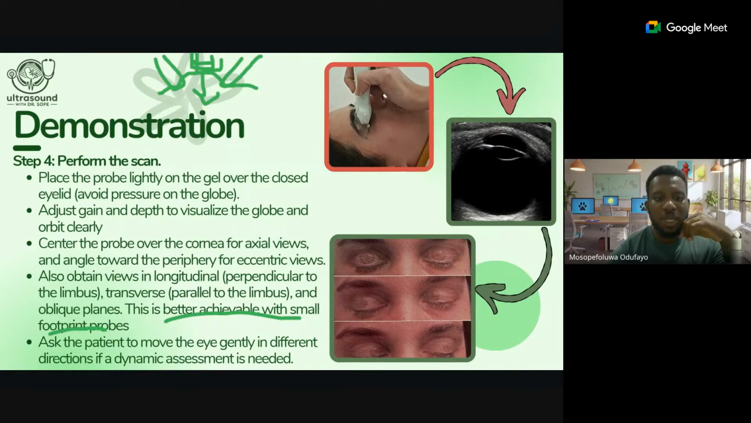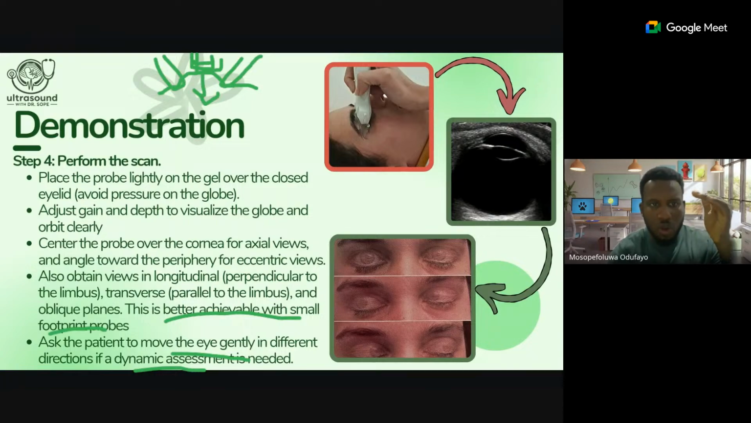Then, when you are trying to do dynamic assessment, what you're asked to do is to move the eye gently in different directions. That will be if you are trying to check the peripheries, or the sides of the eye. So you can tell the patient to move just the eye this way: towards the medial aspect to see lateral aspects more clearly, raise it up superiorly to see inferior aspects more clearly, pull it down inferiorly to see superior aspects more clearly. That is if there are things you are interested in those areas for dynamic assessment.